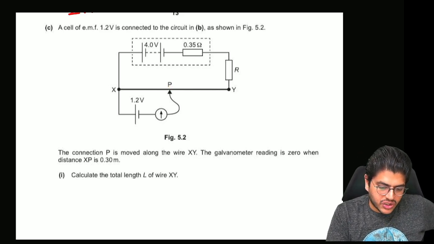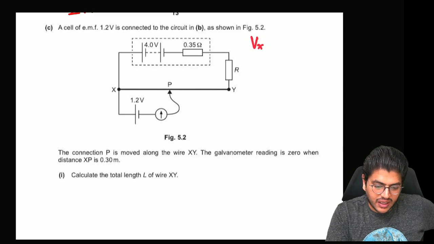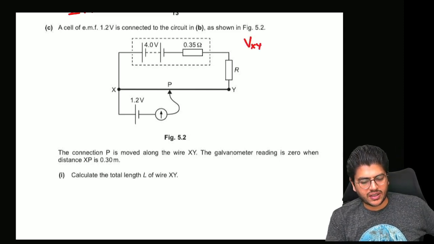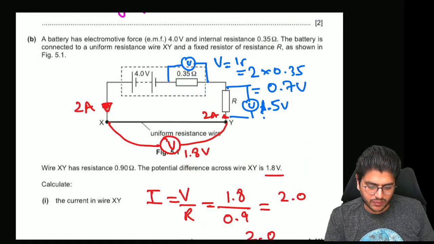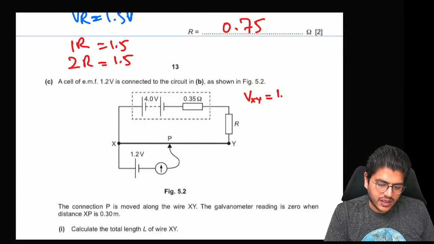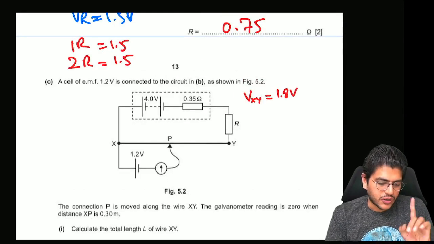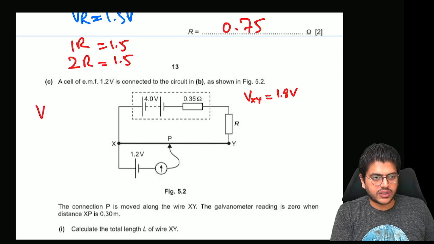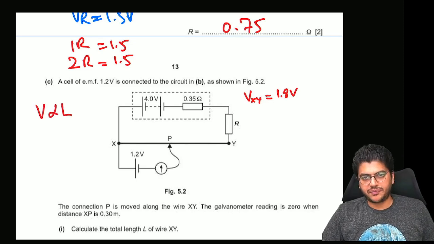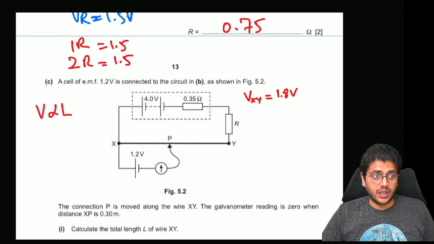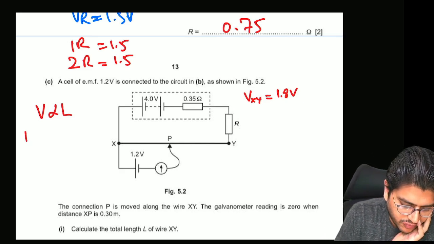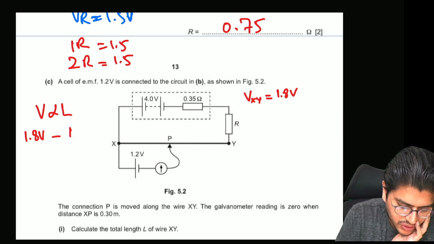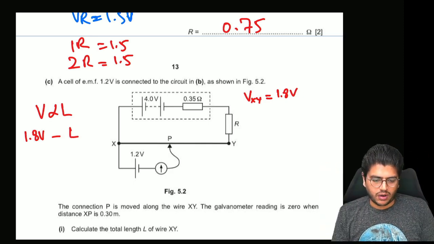What was the voltage across the whole length XY? If you go back, you knew the voltage across XY was 1.8 volts. And you should know that whenever you have wires, your voltage is always proportional to the length. You should always know that. So this voltage of 1.8 volts is proportional to the whole length of XY.